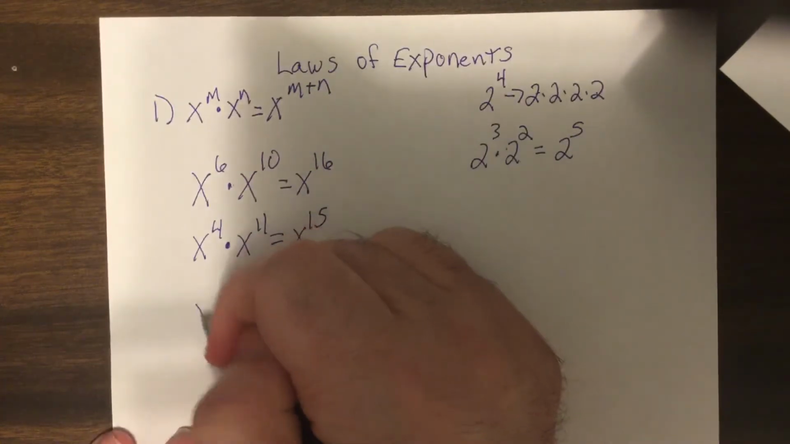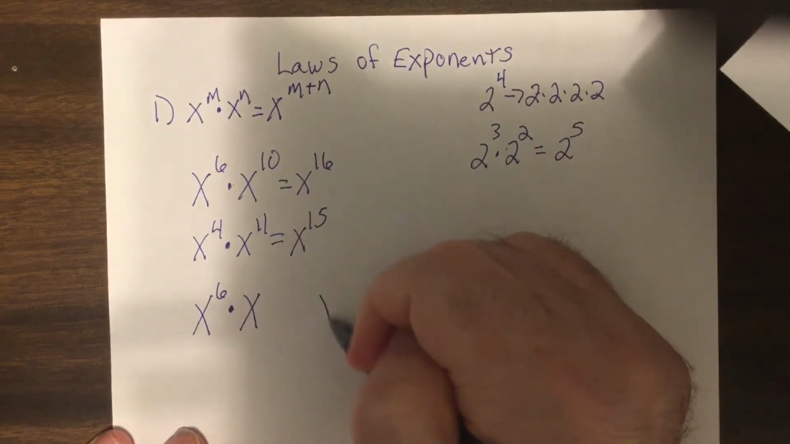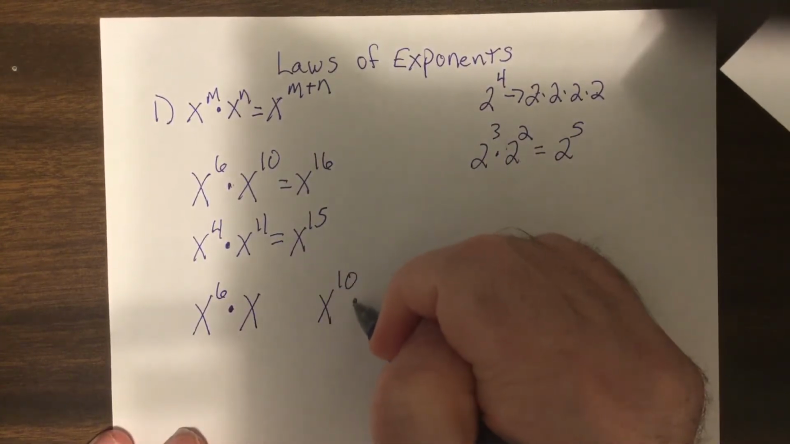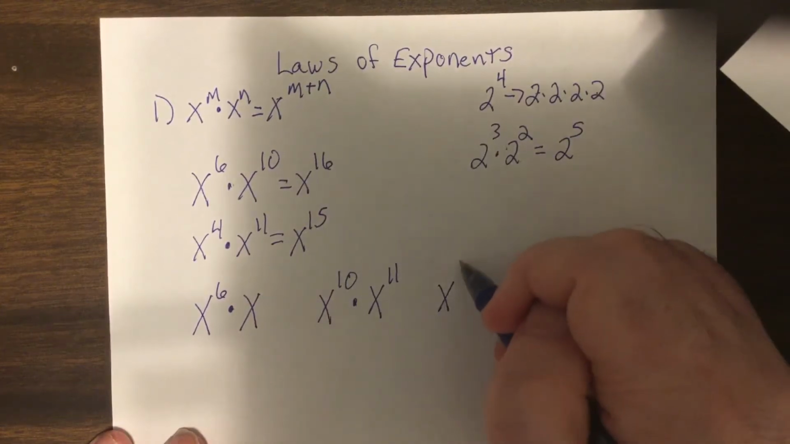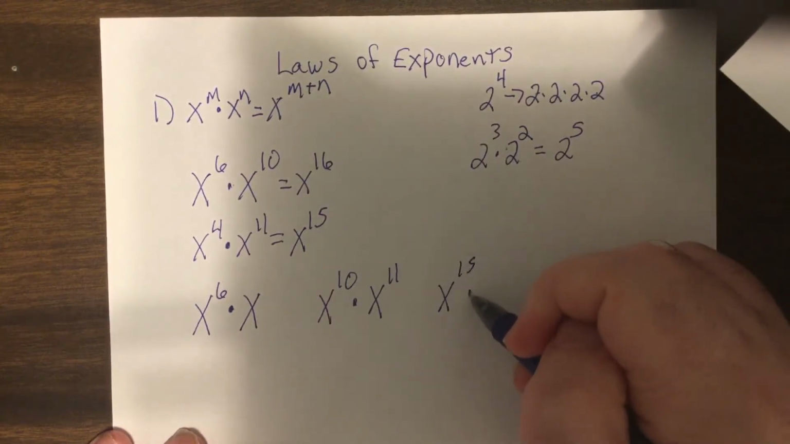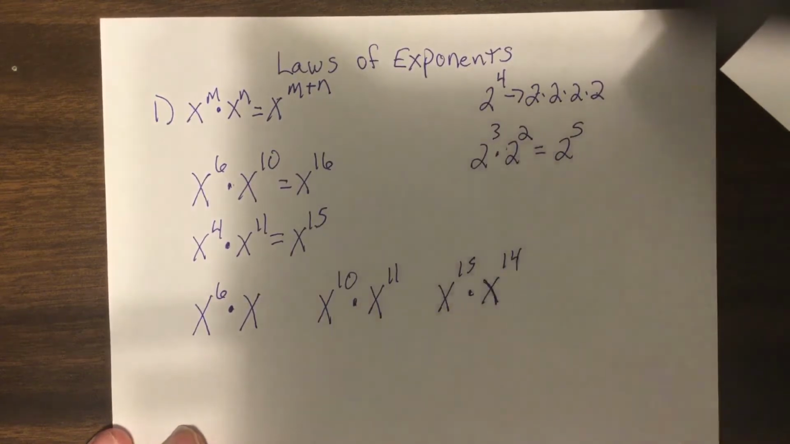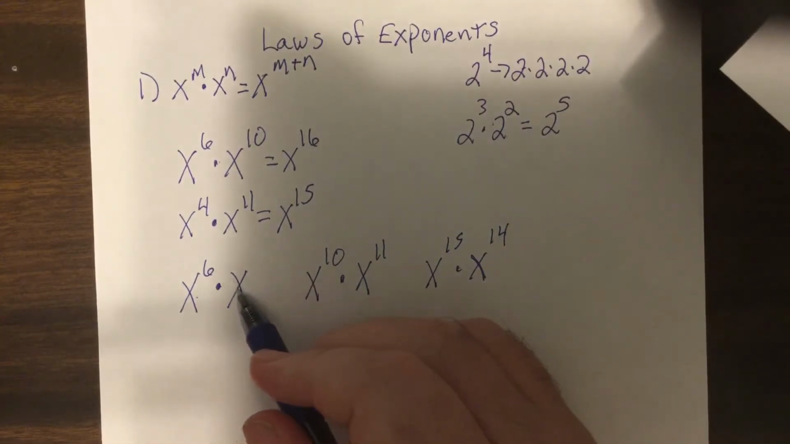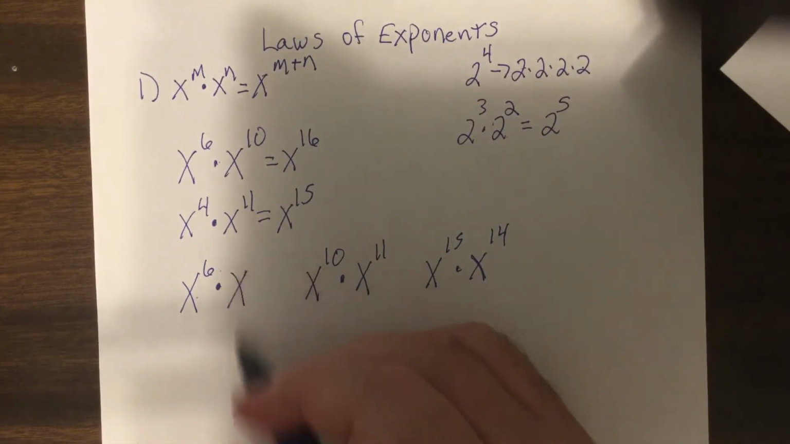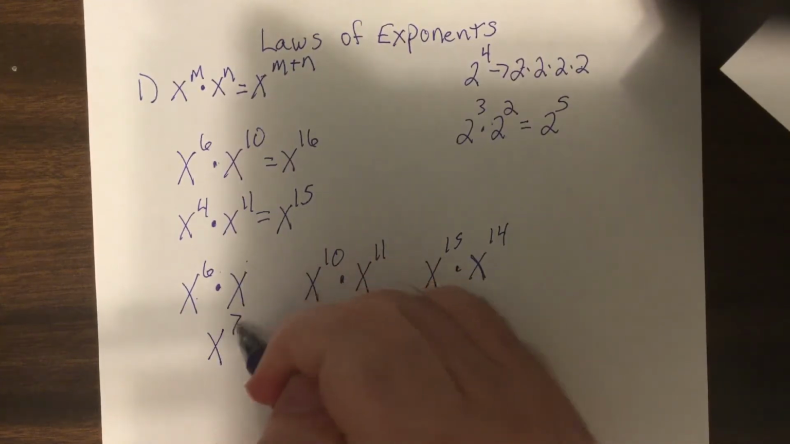So what would this be? x to the 6th times x, x to the 10th times x to the 11th, and x to the 15th times x to the 14th. What would those be, my students? Well, when you multiply two things same base, you add the powers. 6 plus 1 is 7.